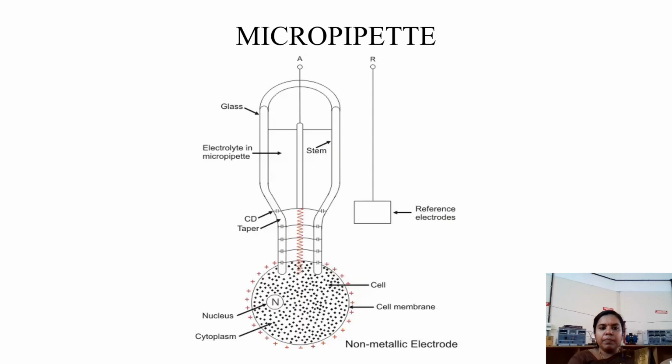This is the non-metallic microelectrode, also called the micropipette. Here the tip of the microelectrode will be made up of a non-metallic substance. That's why we have given the name non-metallic microelectrode. A glass pipette will be there, in which the electrolyte solution will be filled. Here also we are using two different electrodes: one is the microelectrode and another one is the reference electrode. Both the electrodes will be measuring the bioelectric potential. Finally, the difference between both the potentials will give us the resultant output signal.